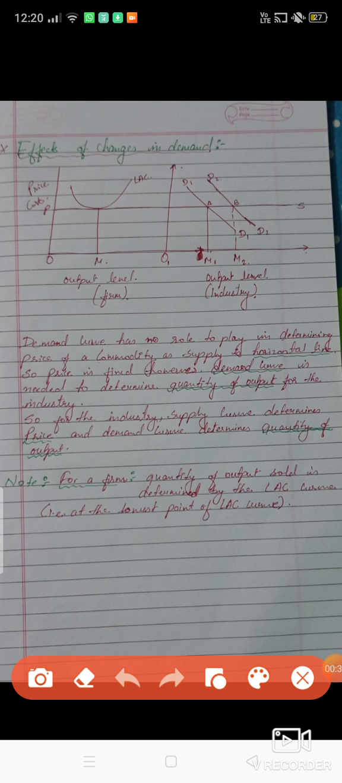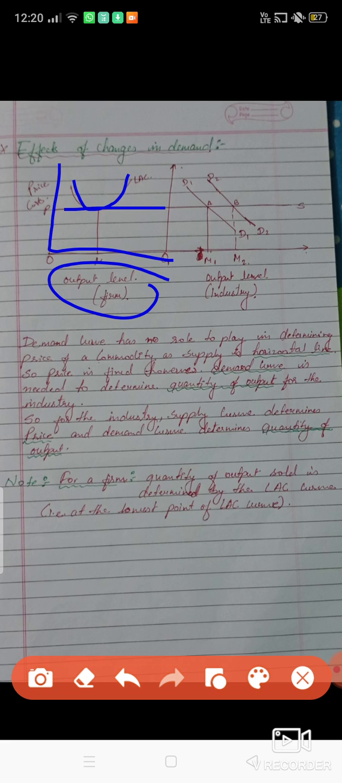So, here you can see that there are two diagrams. One diagram is where the supply curve is a horizontal straight line, but the long run average cost curve is a U shape, okay? And here we are talking about what? Farm. So it is a farm.